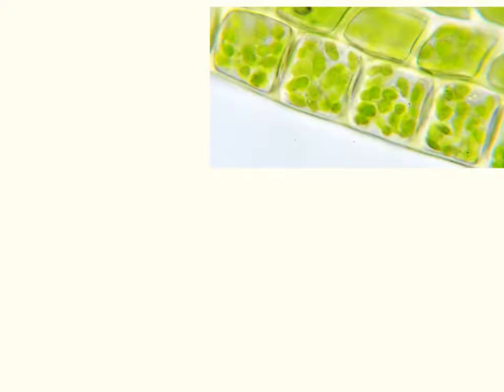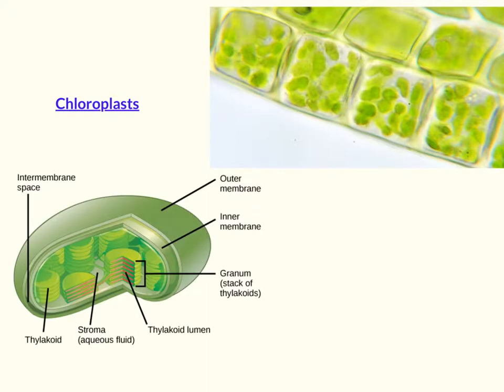When you look under the microscope at a plant cell, you will see little green structures. They are the most notable feature in a plant cell because they are green, not colorless like most cell structures. These are chloroplasts. They function in photosynthesis. They are similar in structure to mitochondria.